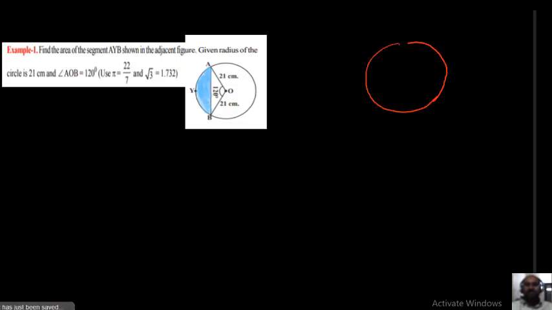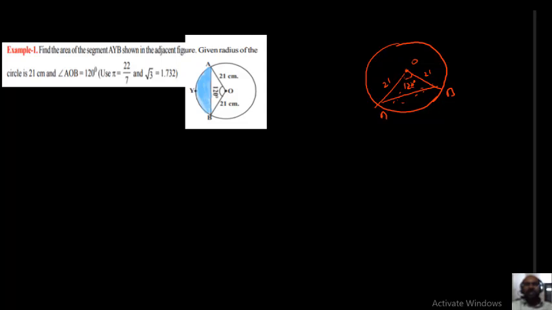So this is the circle. This is the center. First of all, our target is to find the area of the sector. The angle is given as 120 degrees and the radius is 21, so we can find the area of this sector. After that, we can find the area of this triangle. Area of the sector minus area of the triangle gives the area of the shaded region. That is the plan. Finding the area of the sector is not a big problem.